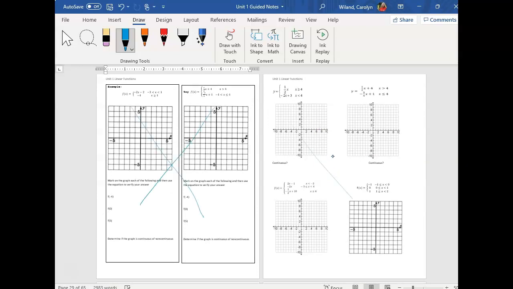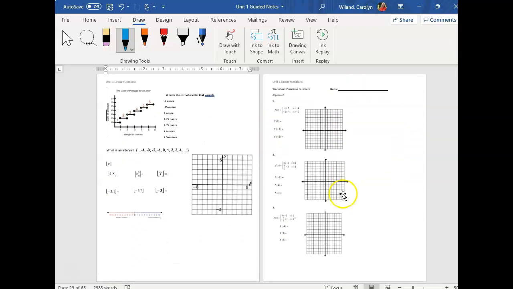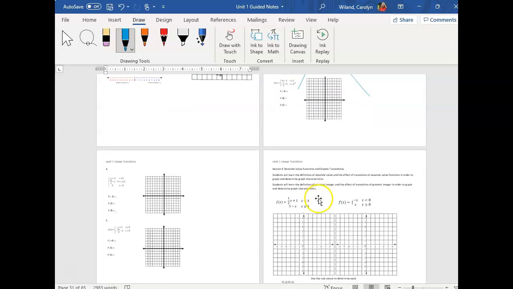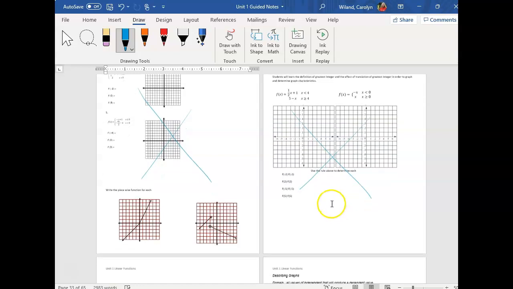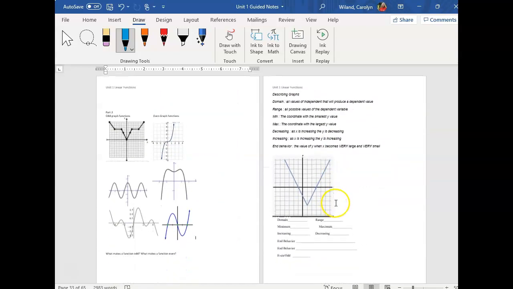I'm crossing off. We will not be graphing piecewise functions. Okay, so we're crossing this one off. This was a homework assignment. We're crossing that off. This was the rest of that assignment. This one, and I think that, yep, that brings us to where we are now.